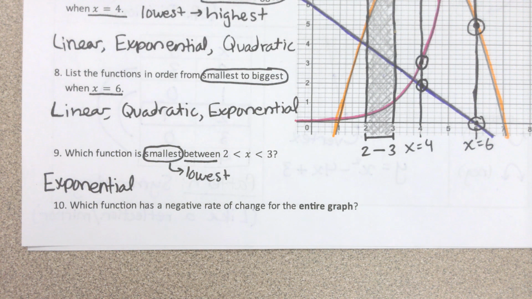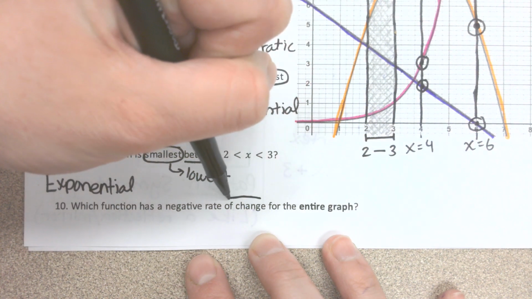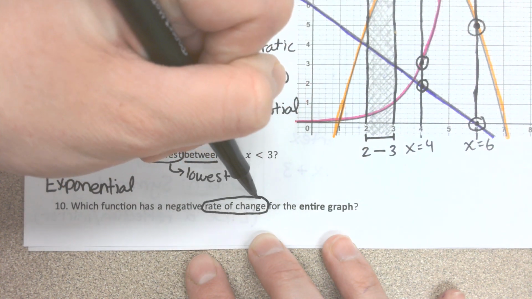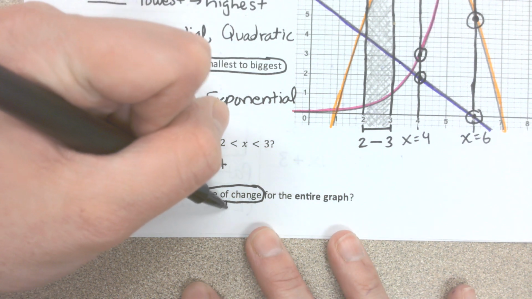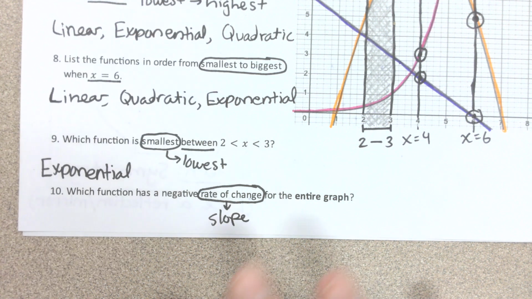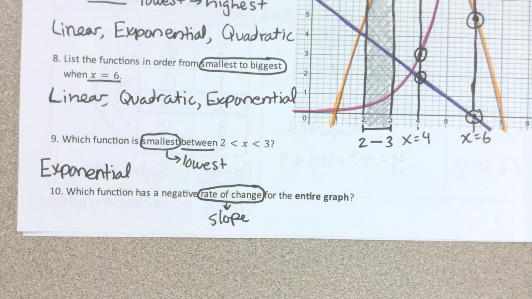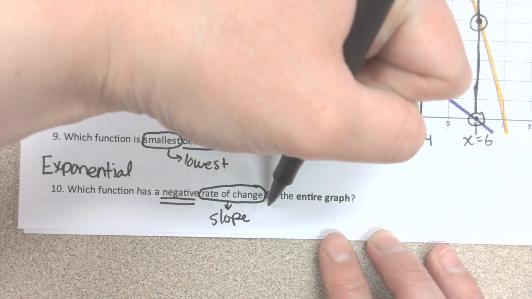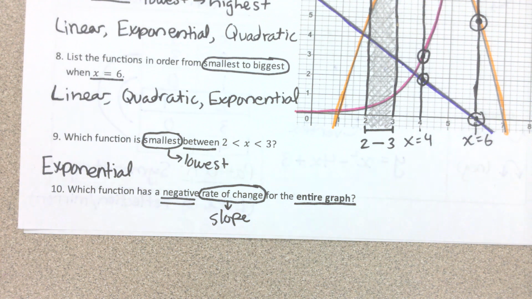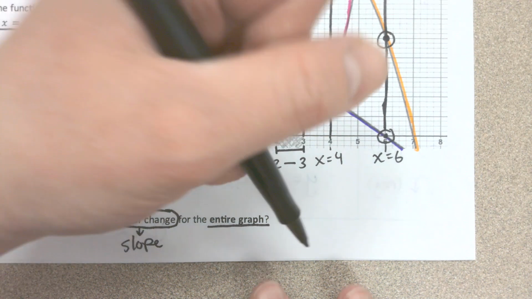Number 10. Which function has a negative rate of change? Reminder, you're taking the SAT in a week and 2 days, and they love this phrase, rate of change. It's just a very fancy way of saying slope, for those who don't know. Which function has a negative rate of change, slope, for the entire graph? That's correct. Thank you. An entire graph is key here. Now, I've already been given the correct answer. It is linear.